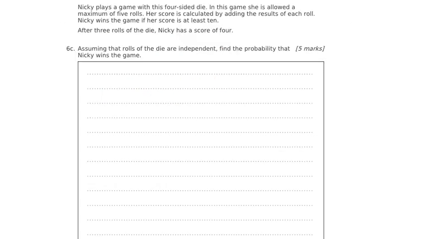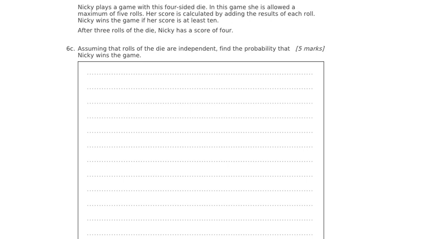Nikki plays a game with this four-sided die. In this game, she is allowed a maximum of 5 rolls. Her score is calculated by adding the results of each roll. Nikki wins the game if her score is at least 10. After 3 rolls of the dice, Nikki has a score of 4. 6C. Assuming that the rolls of the die are independent, find the probability that Nikki wins the game.